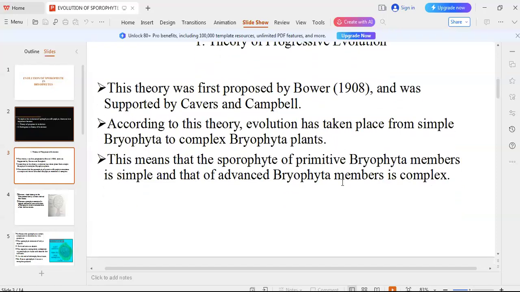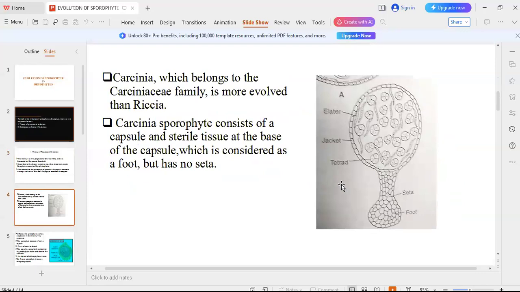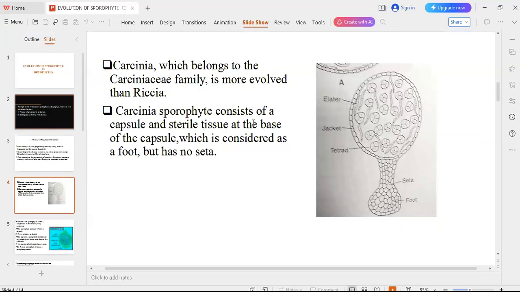So next one, see here. The first one is Carcinia, with foot, seta and a capsule. Carcinia, which belongs to the Carciniaceae family, is more evolved than Riccia. The Carcinia sporophyte consists of a capsule and a sterile tissue at the base of the capsule, which is considered a foot, but has no seta. In this diagram seta will be shown, but seta is absent. Only foot and capsule are present in Carcinia.